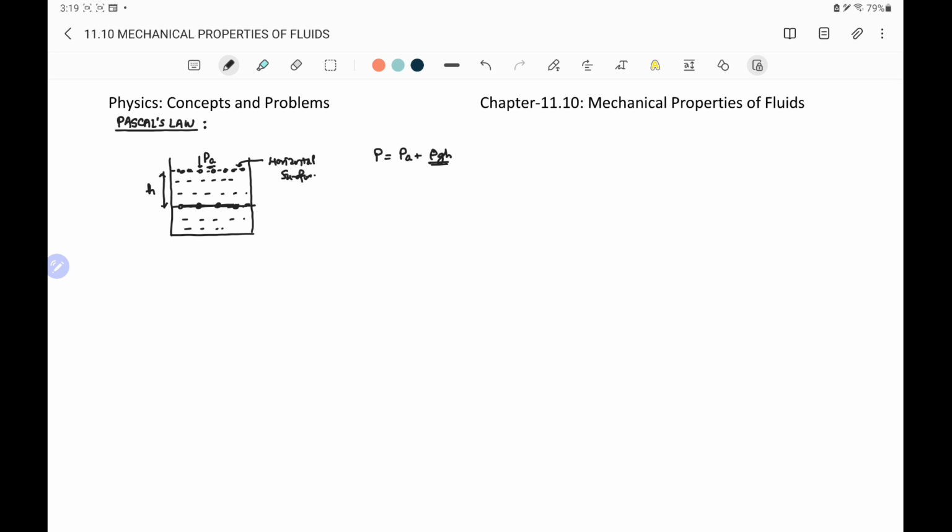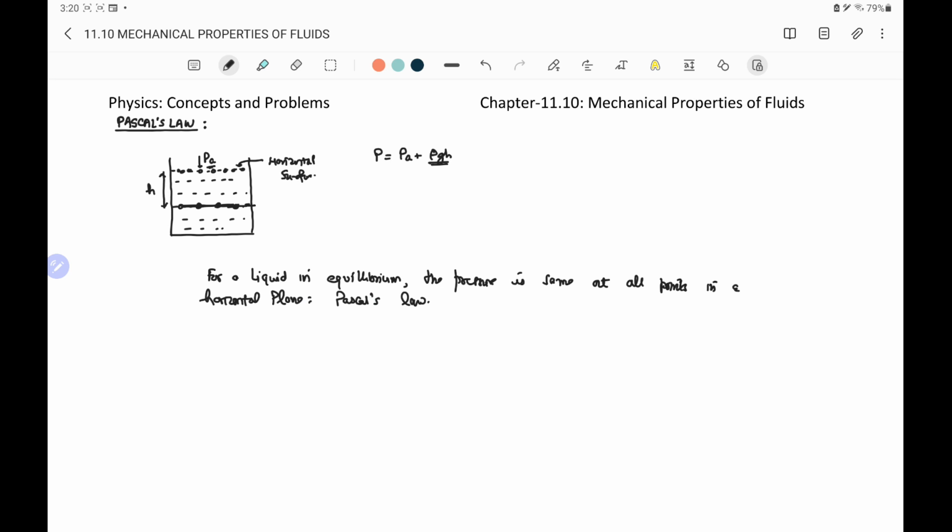So we can define Pascal's law: for a liquid in equilibrium, that is at rest, the pressure is the same at all points in a horizontal plane. This is Pascal's law.